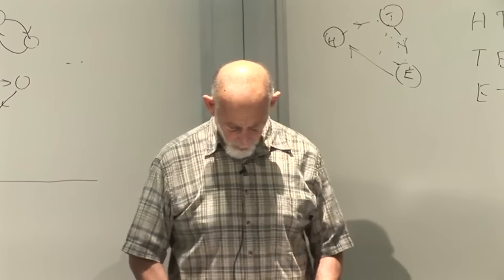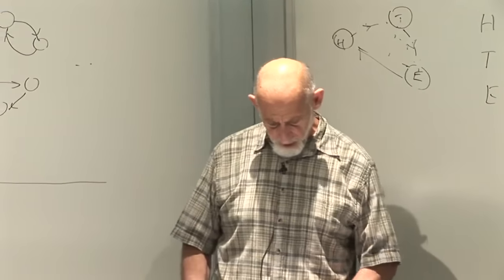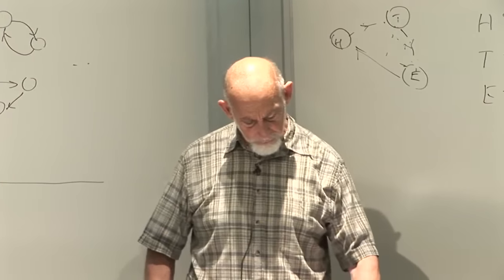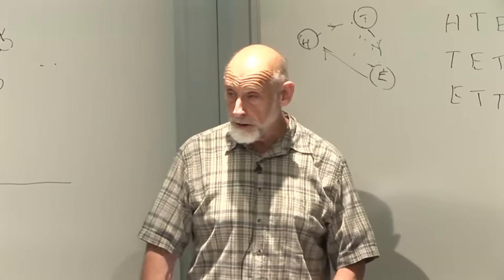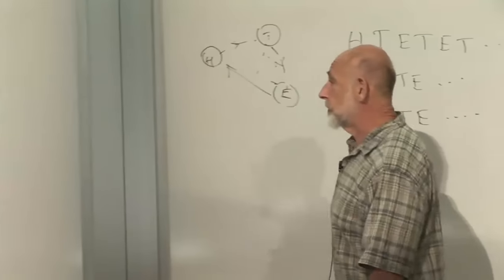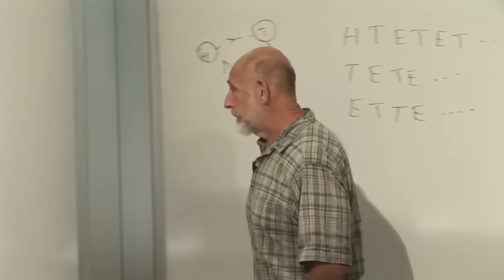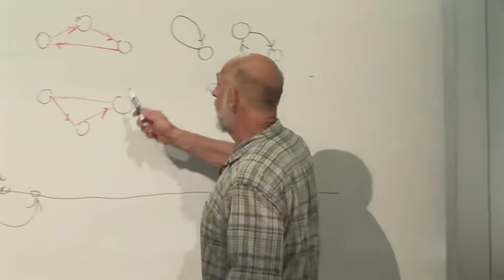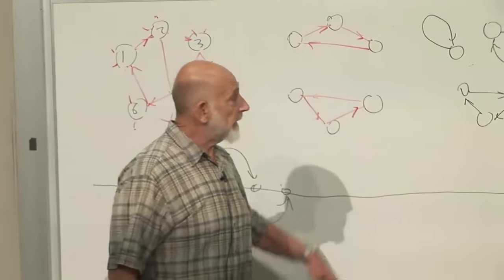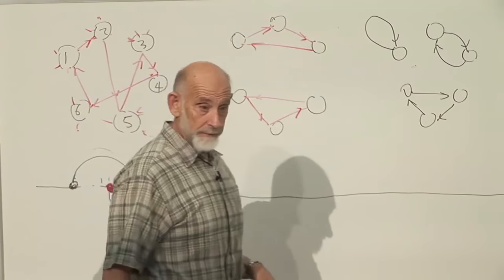Okay, so laws that are allowed, laws that are not allowed. The laws of classical mechanics are not only deterministic into the future, but they're deterministic into the past, which makes them reversible. Now, how do you look at one of these pictures and decide whether it's a legal law or not? Well, it's very simple. If every state has one outgoing and one incoming arrow, that means that you know where it came from and where it's going.